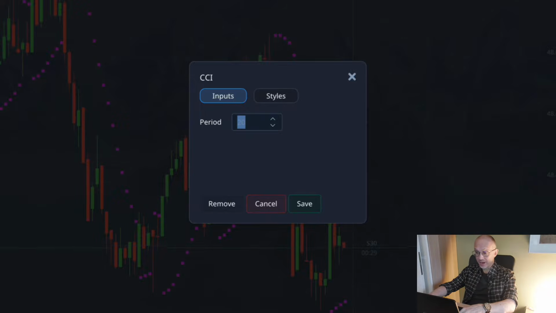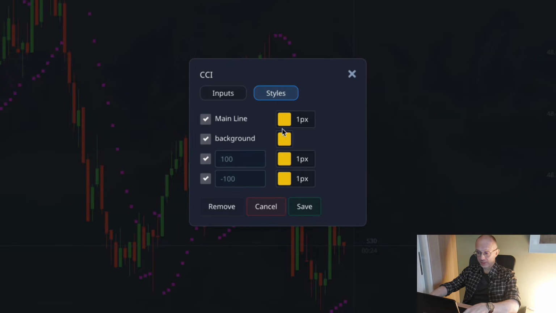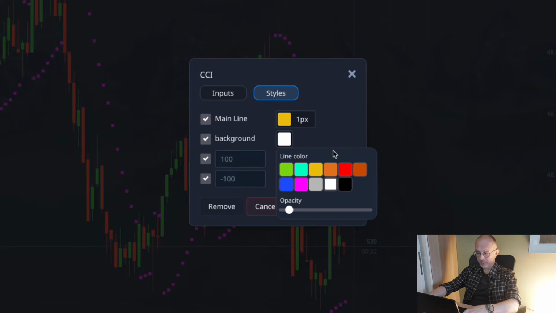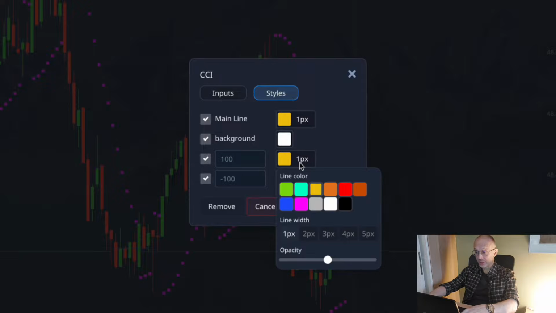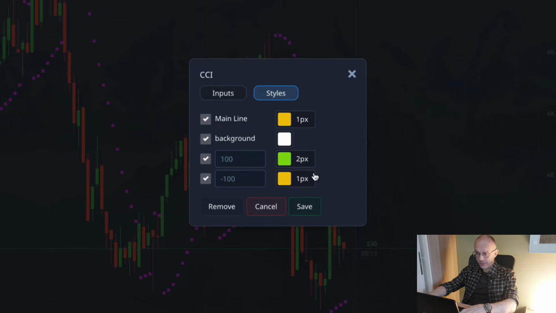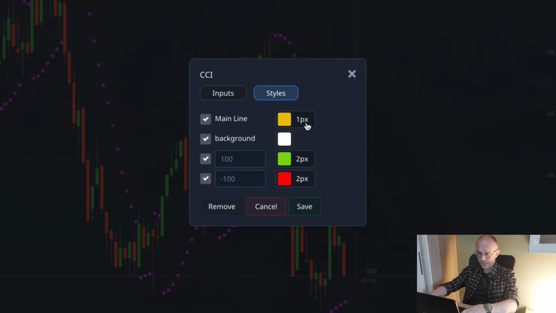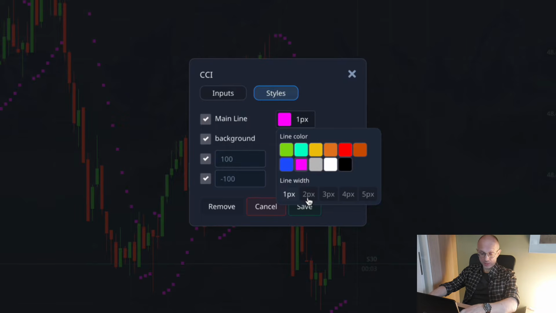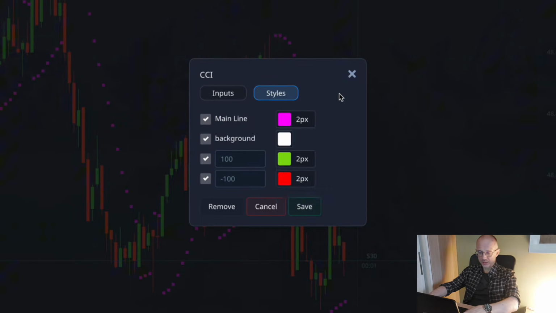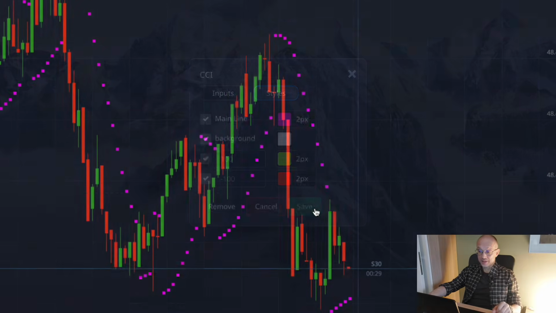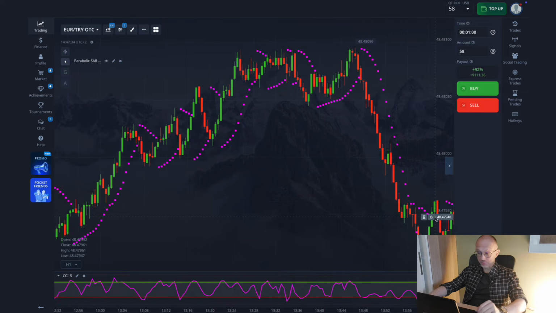Let's configure the CCI next. We're setting the period to 5. Go to Style. Let's set the background to white. And let's set the width of the 100 line to 2. Move the opacity to the right and set the color to green. And next we're setting the color of the minus 100 line to red, width 2. And we're moving the opacity to the right. Let's set the main line to pink, width 2, and save. So the indicators are ready to go, and if you are trading on your phone, set it up the same way.